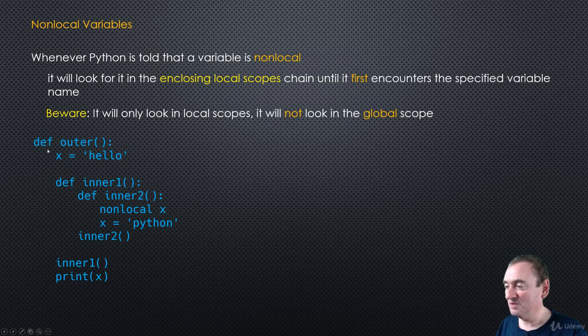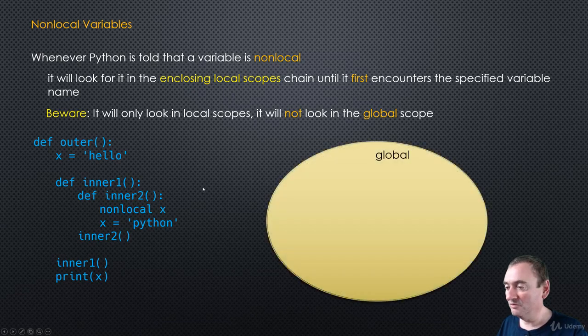Again, we have the same thing as before: def outer, x equals hello, def inner1. Now we have another nested function, def inner2, which is defined inside of inner1. So now we have 3 levels of nesting. And here we declare x to be non-local, and then we set x equal to Python. So what x does this non-local x refer to? It's going to refer to the one in outer. Inner doesn't have a local x, so it says, well, it's not in there. Let's look one level up, and it finds it in outer. So when we eventually print x from outer, it has been modified by the call to inner2, which was itself called by the call to inner1.